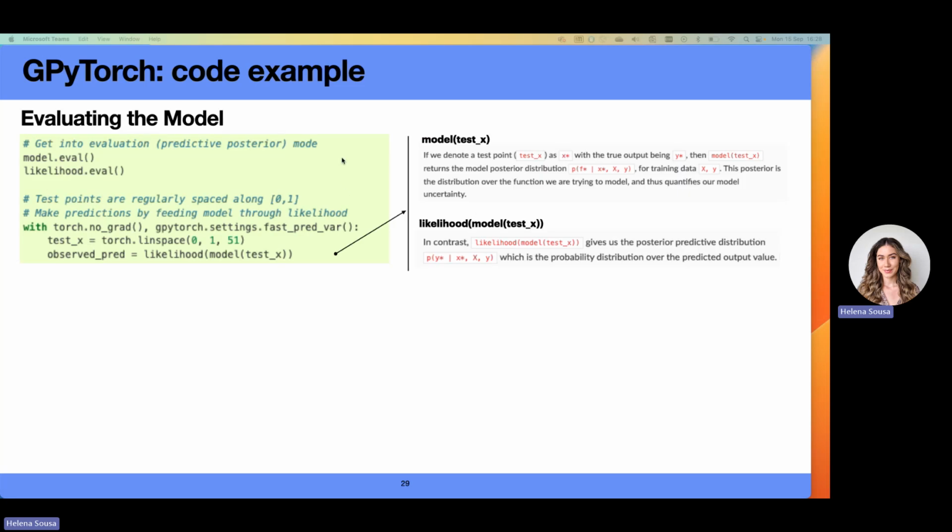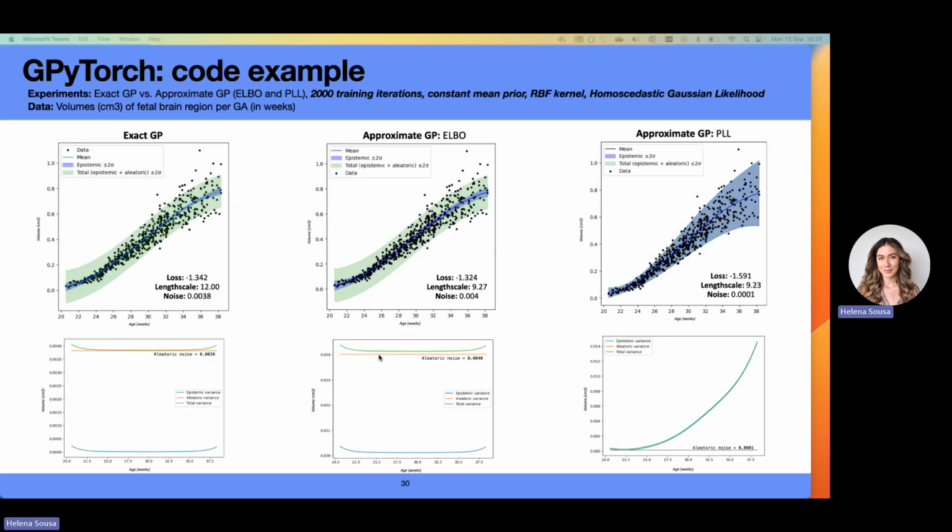And finally, just for evaluating the model, it is also quite straightforward for both exact or approximate GPs. We can just define our test set. Here is, for example, a smaller subset in the input space, and then our observed predictions will be when we pass the model on the test set and the likelihood, and it will give us the probability distribution of our predicted output values.